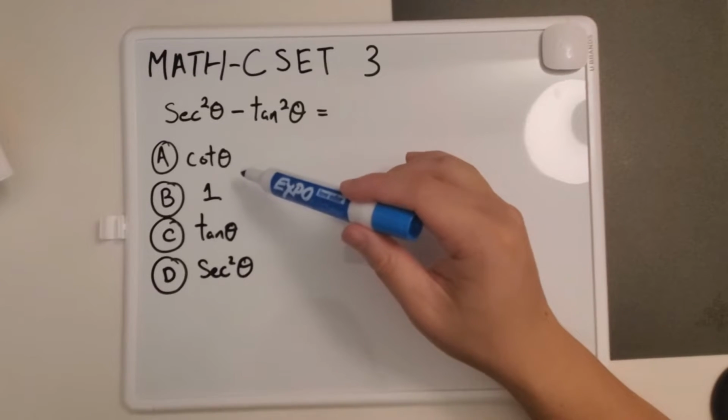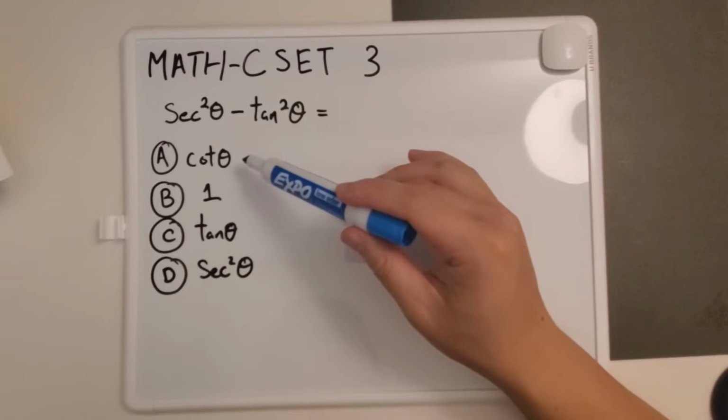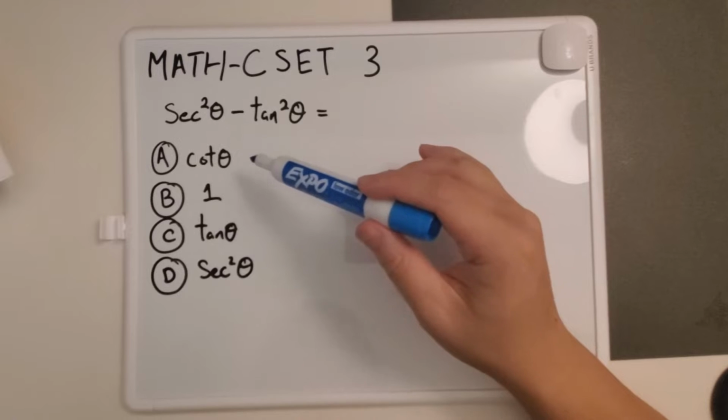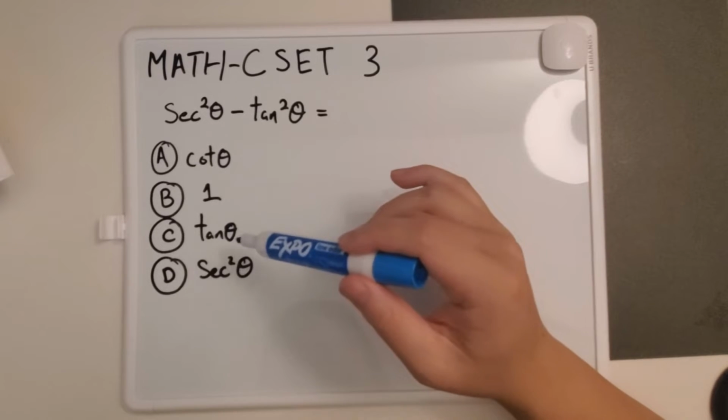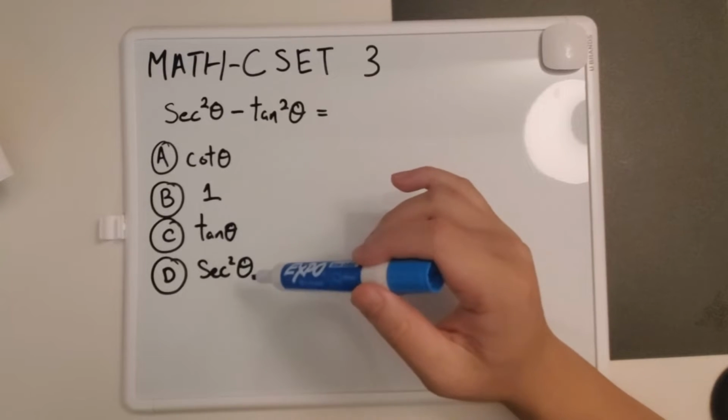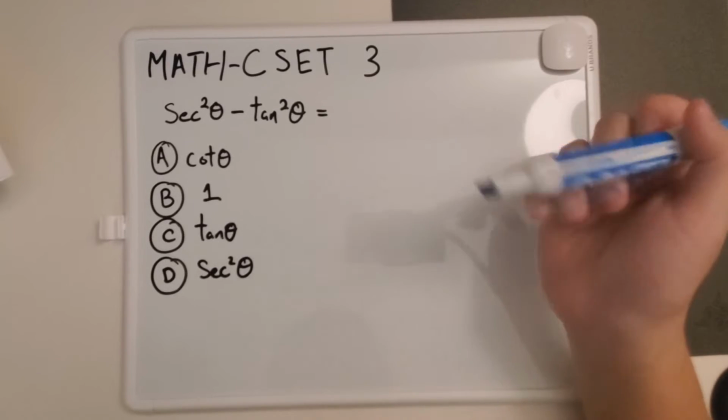Here are our choices. So A is cotangent theta, B is 1, C is tangent theta, and D is secant squared theta.